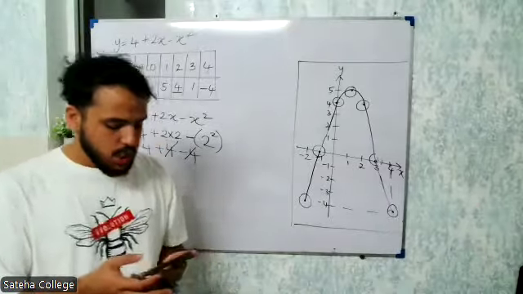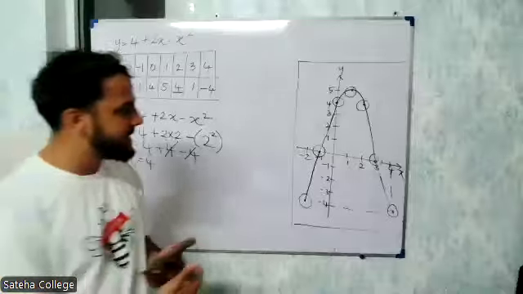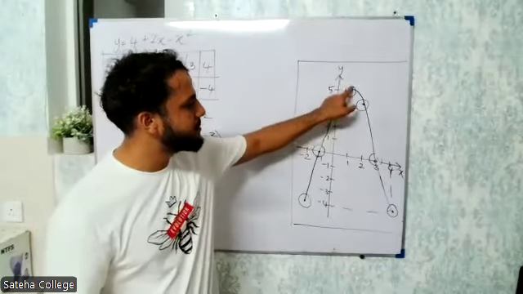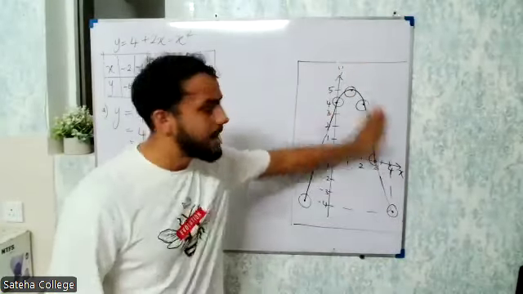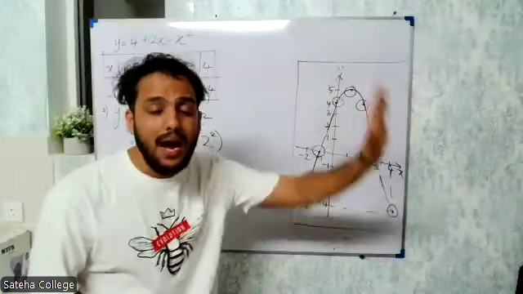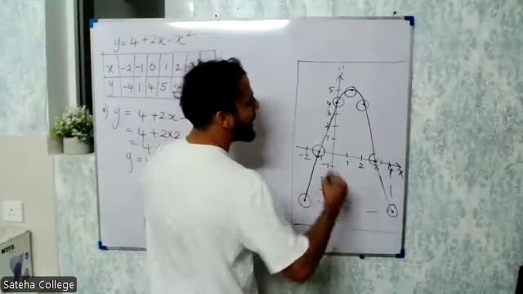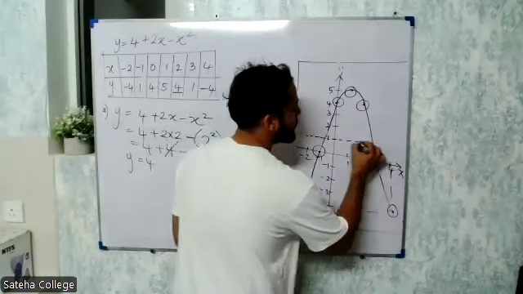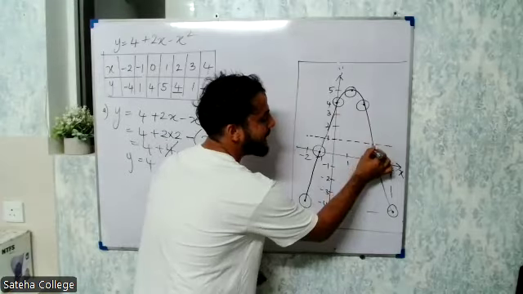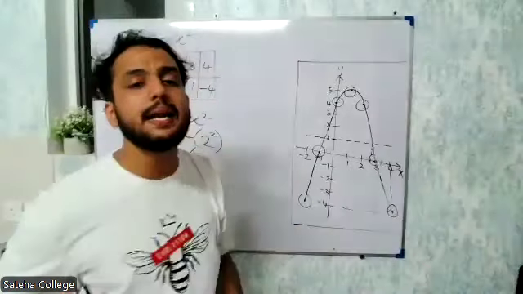B part. Write the intervals of x on which the function is decreasing. First of all, identify the decreasing part. From here, the graph is increasing, reaching a maximum point, then decreasing. So the values of x should be in the decreasing part. In the interval, y is greater than 1. First find the value of 1. Y is equal to 1 at this point. Because y is greater than 1, x also should be greater than that value.